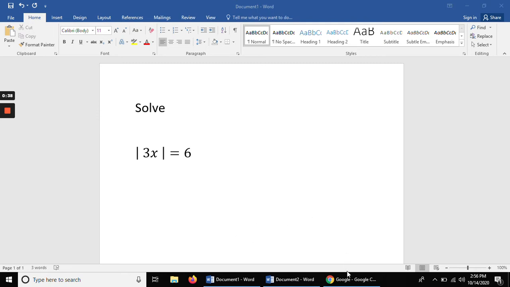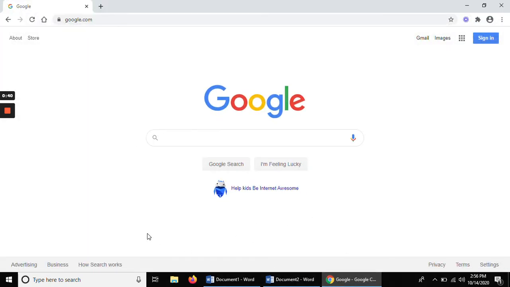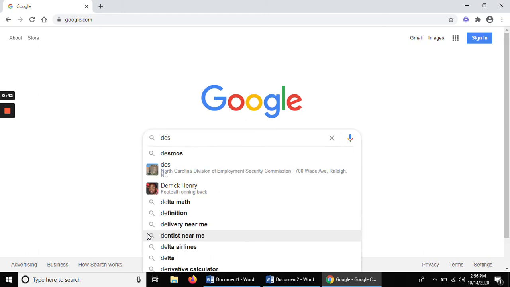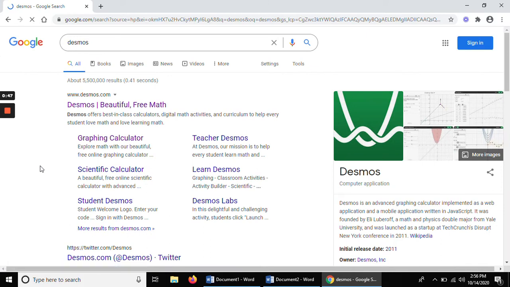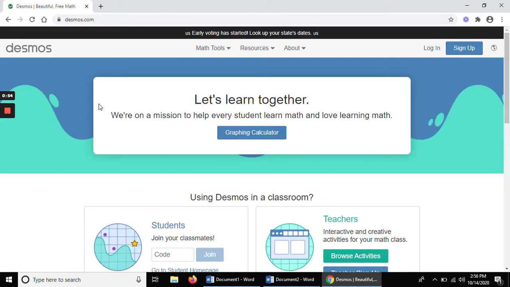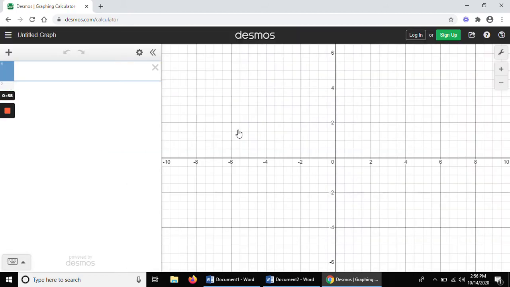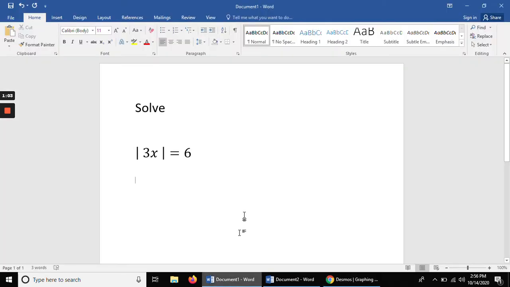I'll be going to Google and I'll be typing Desmos. I'm going to choose Desmos Beautiful Free Math Graphing Calculator. Okay. What I'm going to be doing now is very important. You need to pay attention.